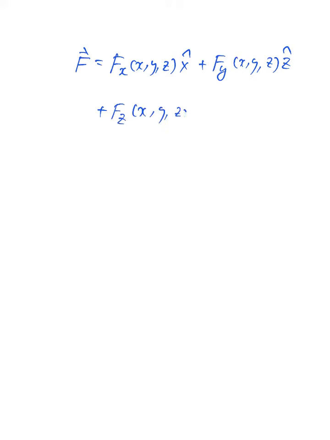So if F is given by fx(x,y,z) x plus fy(x,y,z) y plus fz(x,y,z) z. Oh, sorry, this is supposed to be y. Then the inner product between F and dr, which is given by x fx, y fy.